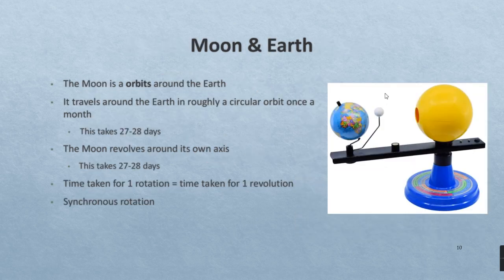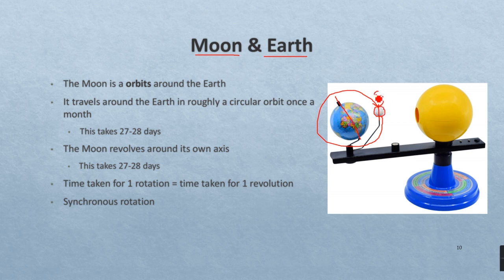Now let's talk about the moon lastly, and the relationship between the moon and the Earth. So we know that the moon orbits the Earth, and at the same time the moon itself rotates around its own axis.